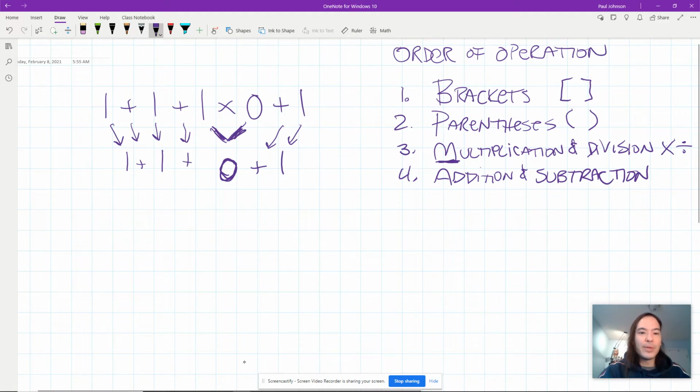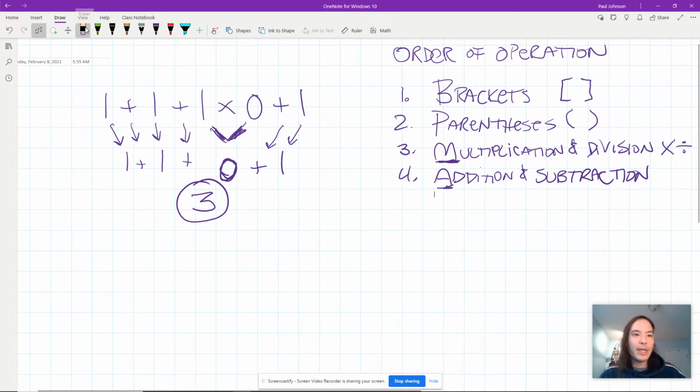So 1 times 0 turns into 0. So now it's 1 plus 1 plus 0 plus 1. 1 plus 1 is 2, plus 0 is still 2, plus 1 is 3. So our answer is actually 3. The reason why I show you with this simple problem is because most people, when I first give them this problem, don't realize that you have to multiply before you add and subtract. So this is the order of operations. Multiply and divide before you add and subtract.